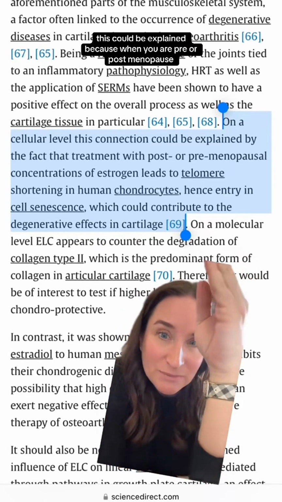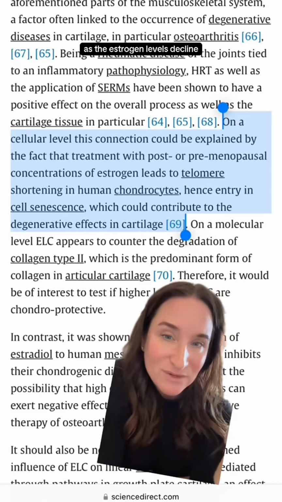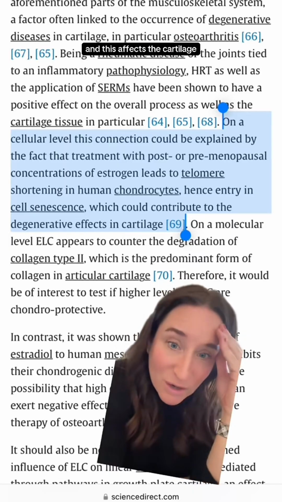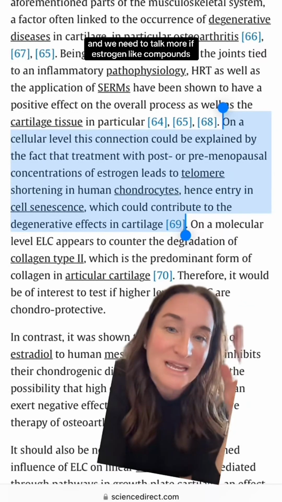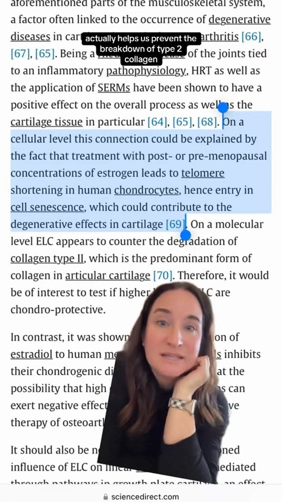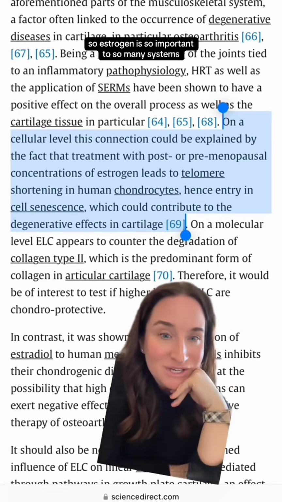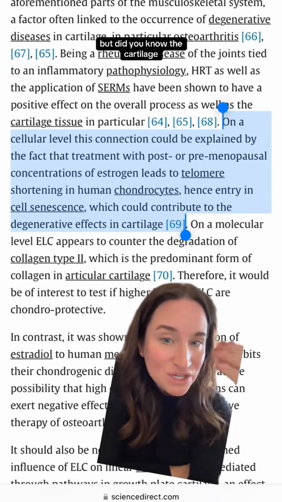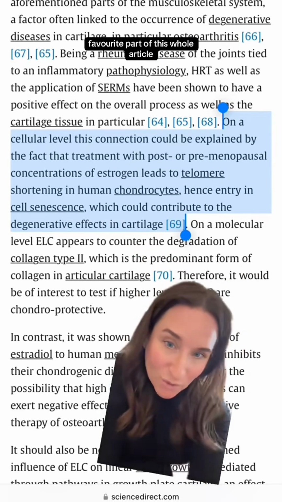This could be explained because when you are pre or postmenopausal, as the estrogen levels decline, it leads to telomere shortening, and this affects the cartilage, the chondrocytes. So estrogen affects our tendons and our joints, and we need to talk more about whether estrogen-like compounds actually help us prevent the breakdown of type 2 collagen. So estrogen is so important to so many systems. But did you know the cartilage? Did you know it? Because this is my favorite part of this whole article.